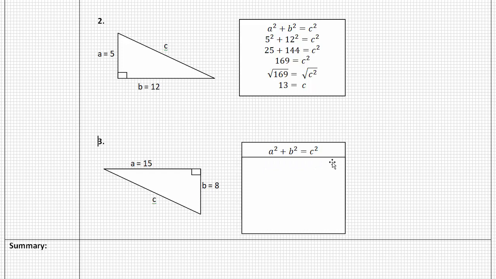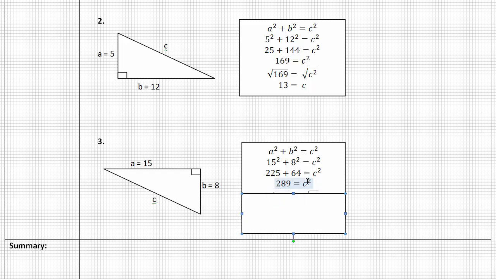After writing out the formula, the next line you should have would be 15 squared plus 8 squared equals C squared. And then you would want to use the exponents and find those perfect squares. 15 squared is 225 plus 8 squared, which is 64, and that is still going to be equal to C squared. When you combine 225 with 64, you should get the value 289 is equal to C squared.